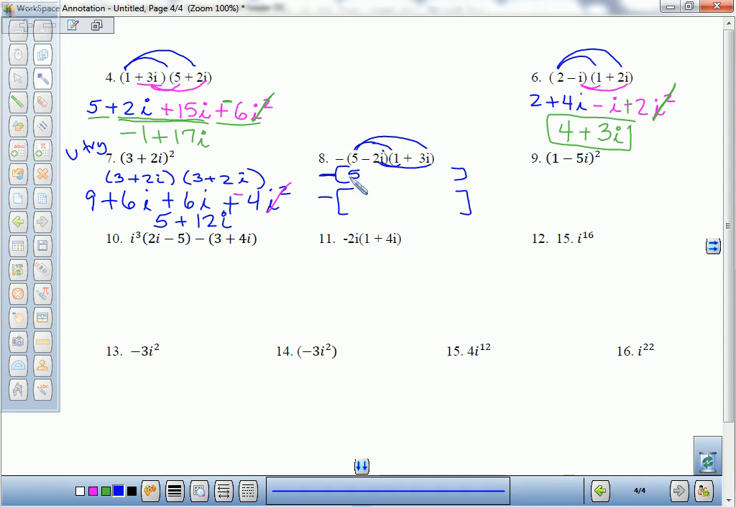So this gives me 5 plus 15i minus 2i, and then minus 6i squared. But what does this i squared do? It's going to cancel out and change that sign. So this simplifies to 5 plus 6 is 11, and 15 minus 2 is 13i. But because we have this negative out in front, what does it do to both of these signs? Changes them. So my answer is negative 11 minus 13i.